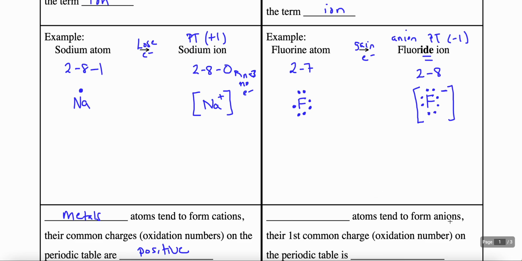So, to form anions, we look at the first most common charge, the oxidation numbers on the periodic table. We tend to see only anions or negative charges to the right of the stair step, so that is nonmetals. So nonmetal atoms tend to form anions. Nonmetals tend, their first charge or oxidation number in the periodic table is negative.